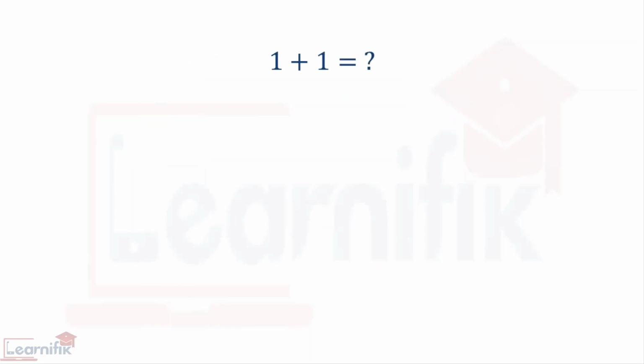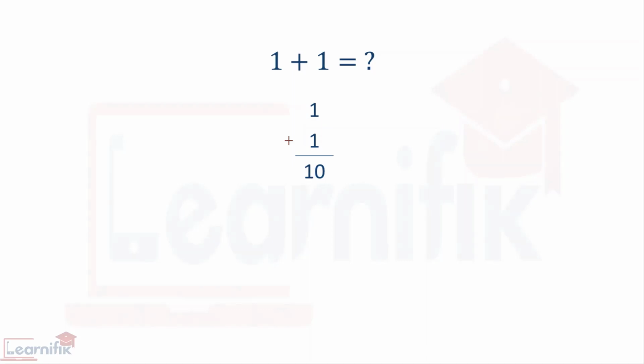Let's start with this example. 1 plus 1 in binary gives us what? Let's go over some basic rules you need to know when adding in binary. 1 plus 1 in binary equals 0, remainder 1. The remainder, which is 1, will be carried over to the next column. So 1 plus 1 gives 1, 0.